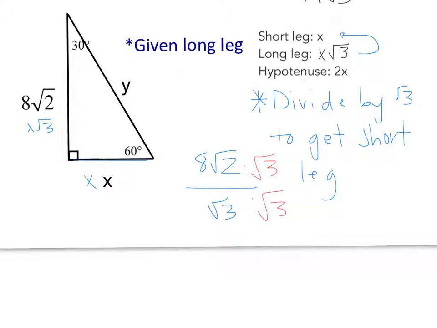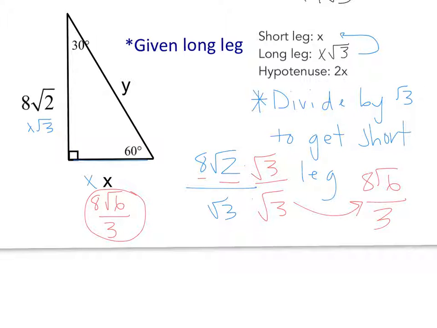So again, our radical rules don't go away. And 8 square roots of 2 times square root of 3 is 8 square roots of 6. Square root of 3 times square root of 3 is square root of 9, which is just 3. So really my short leg here is 8 square roots of 6 all over 3, and I can't simplify it anymore. So that would be done.